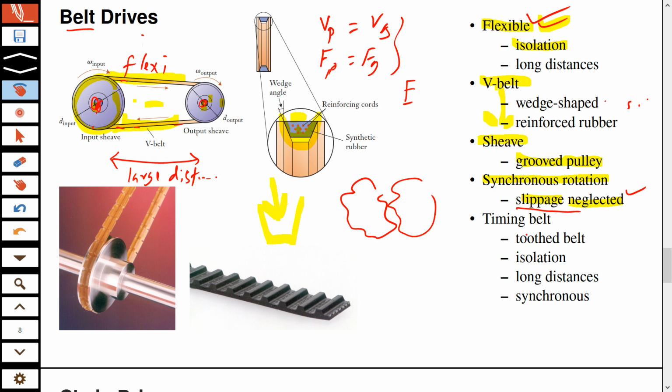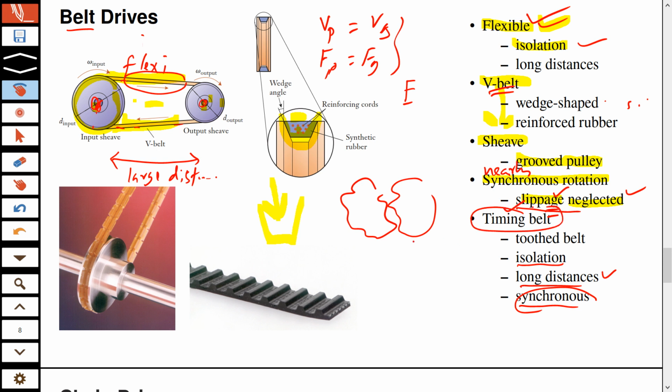Now, of course, there are some applications where this shape, the V belt, is not desirable. You need isolation just like before, long distances just like before, but you need exactly synchronous motion. Here it is nearly synchronous. For a V belt, I can say it's nearly synchronous because I'm ignoring slippage. If you want slippage to be not a possibility or extremely negligible, then you need what is called a timing belt.